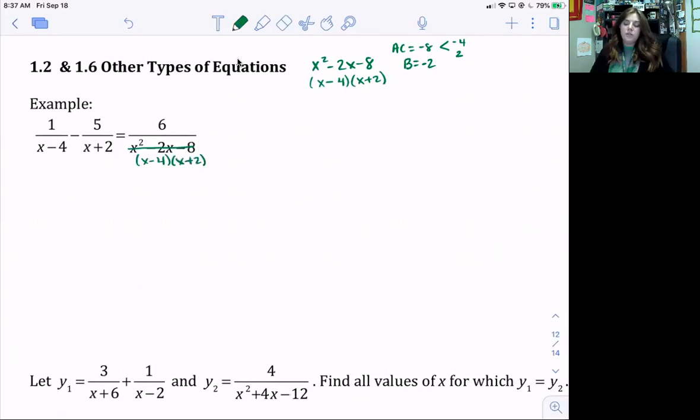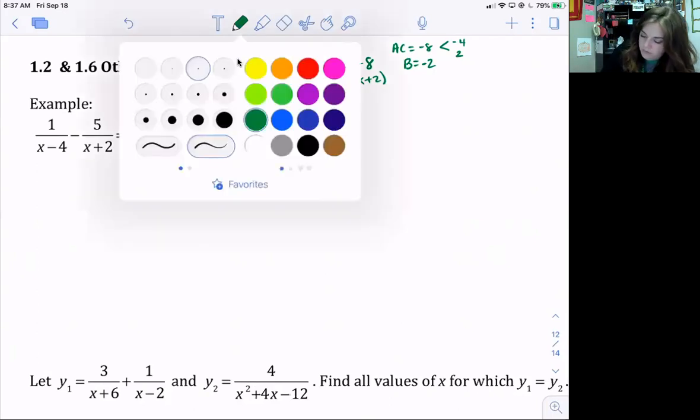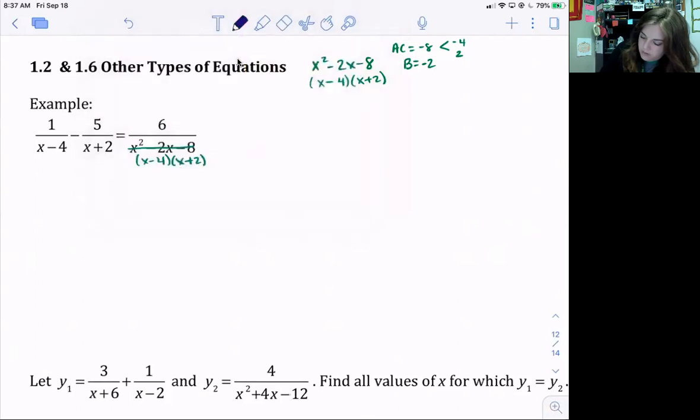When we're solving these equations, we still want to find our least common denominator. Here, for our least common denominator, you're going to list any binomial that you have. So we have x minus 4, x plus 2, but we don't want to repeat anything. So we don't need to repeat the second x minus 4 and the x plus 2.